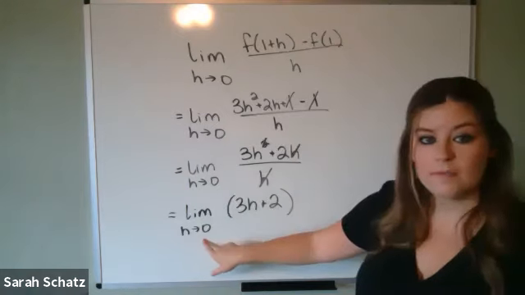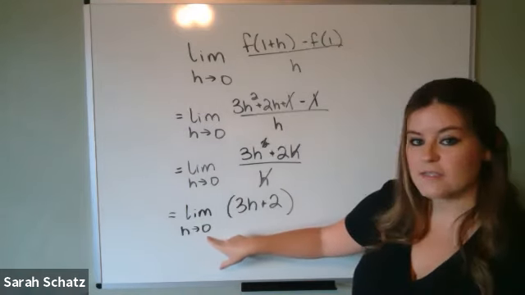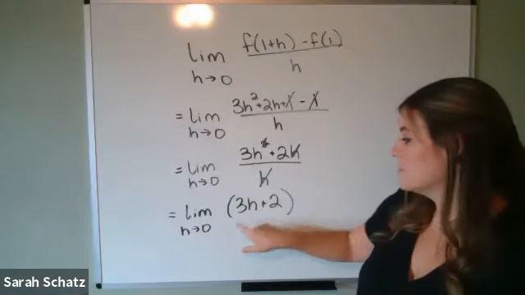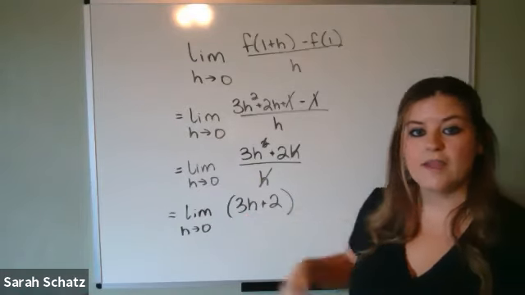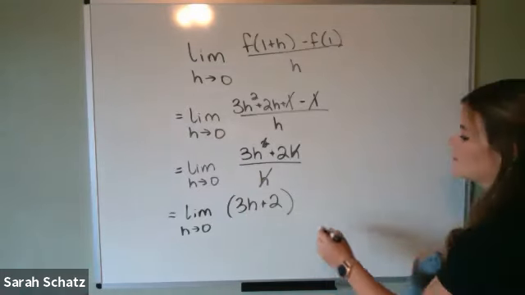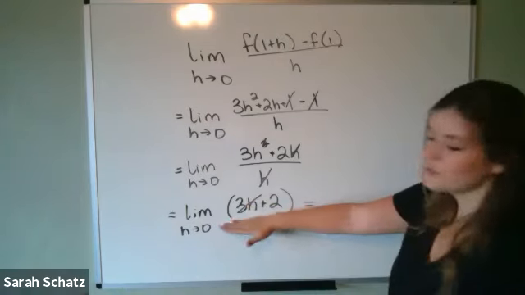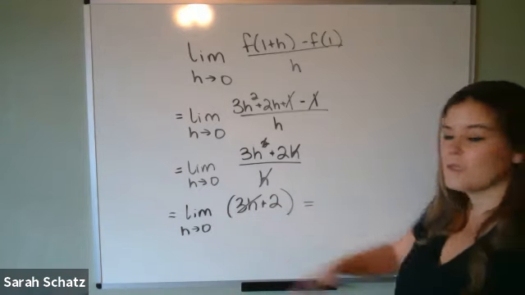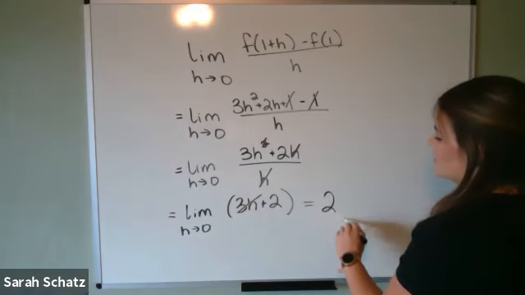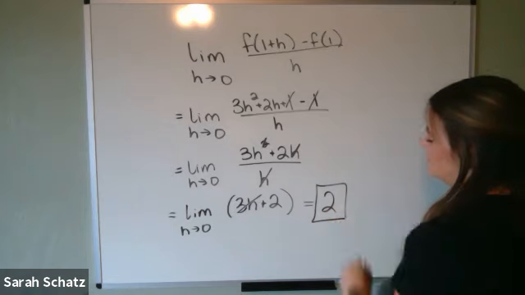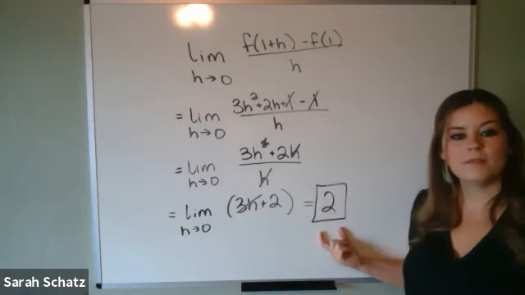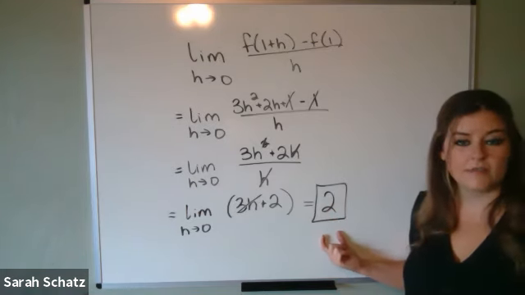Now we can take the limit, right? I can take this h as it approaches 0 and basically put a 0 in here for this h, and that is the act of taking the limit. So doing that, if I put a 0 in here, this whole term is just going to go away. It's going to become 0, and I'm going to get an answer. You guys, I'm going to get this. So this 2 is my answer.